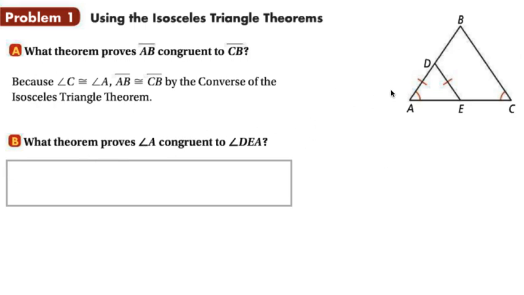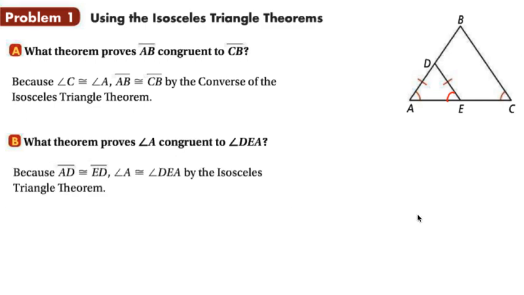What theorem proves angle DEA is congruent to angle A? So what they're asking is what theorem shows us that this angle is congruent to this angle? Well, because the diagram shows us that the two sides are congruent, that is actually just the isosceles triangle theorem.